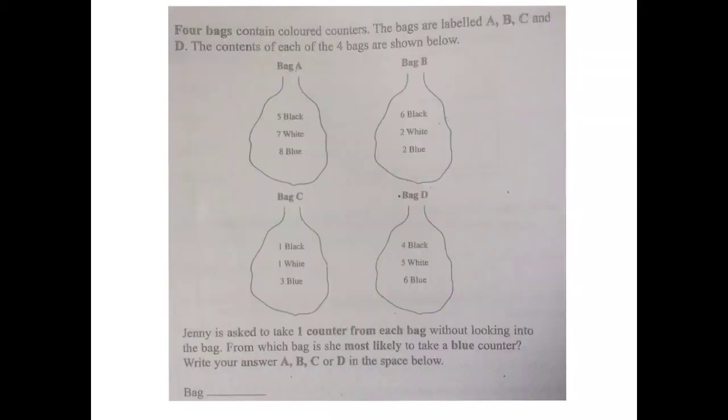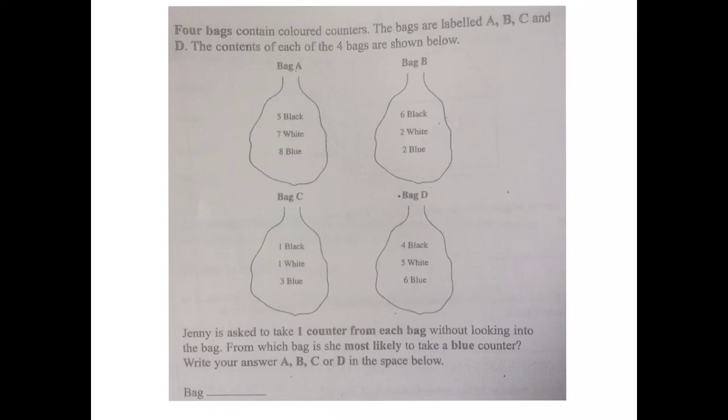4 bags contain coloured counters. The bags are labelled A, B, C and D. The contents of the 4 bags are shown below. So bag A has 5 black counters, 7 white and 8 blue. Bag B, we can see what's in it. Bag C and bag D. Jenny is asked to take 1 counter from each bag without looking into the bag. From which bag is she most likely to take a blue counter? Write your answer A, B, C or D in the space below.